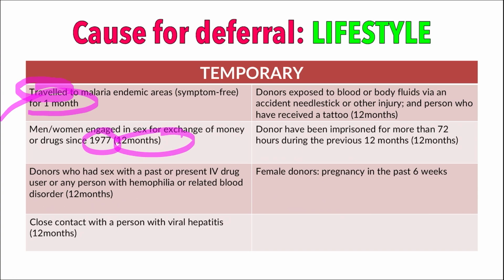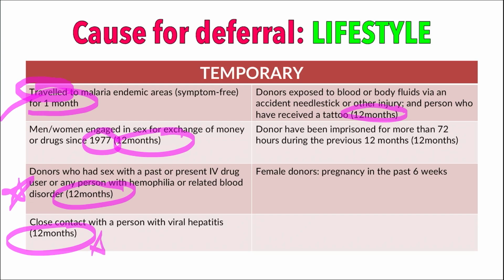Donors who had sex with a past or present IV drug user or any person with hemophilia or related blood disorder, that's 12 months. Close contact with a person with viral hepatitis, still 12 months. You have to really memorize this one because sometimes the questions in the board exam are very confusing. Donors exposed to blood or body fluids by an accident, needle stick, or other injury, or persons who have received a tattoo, that's 12 months also.